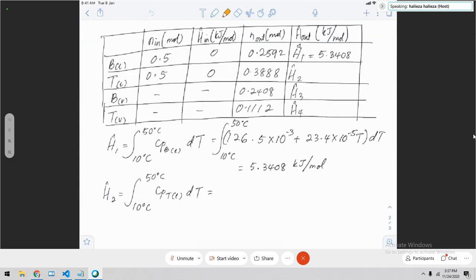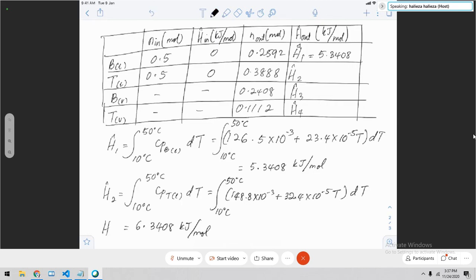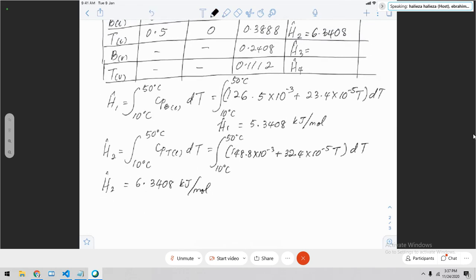So if I write that down, from 10 degrees C to 50 degrees C, 148.8 times 10 to the power negative 3 plus 32.4 times 10 to the power negative 5 times T, with respect to temperature. So if we do the integration, what is the answer? After I've done it, I got 6.3408 kilojoules per mole. Anybody getting a different value? The same, doctor. Okay, 6.3408.